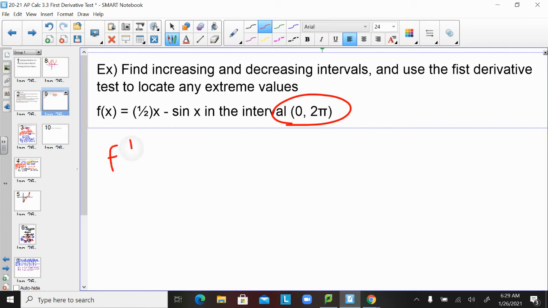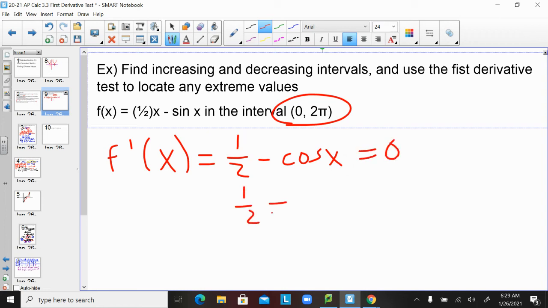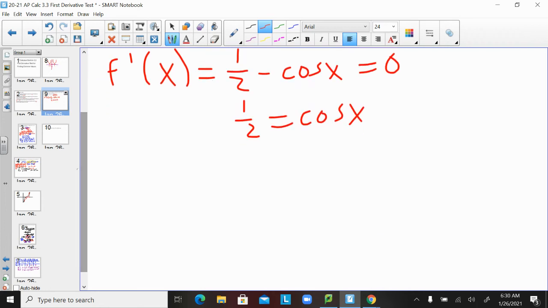All right, let's see. I need the derivative. So my f prime of x is just 1/2, and then the derivative of minus sine would be minus the cosine of x. I need to set that equal to 0. So that would be 1/2 equals the cosine of x. So where does the cosine of x equal 1/2?